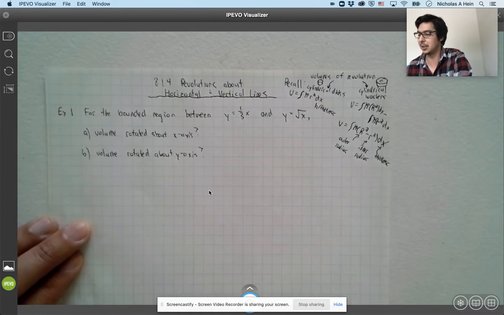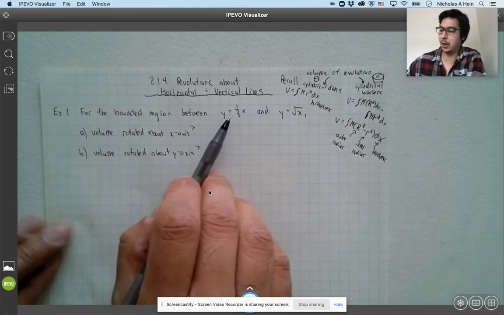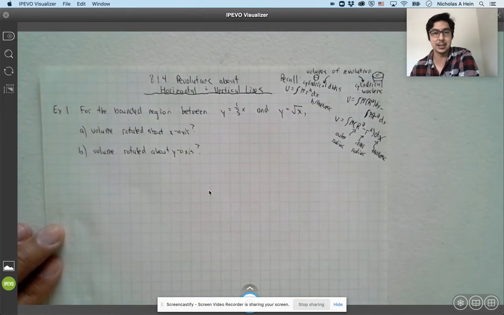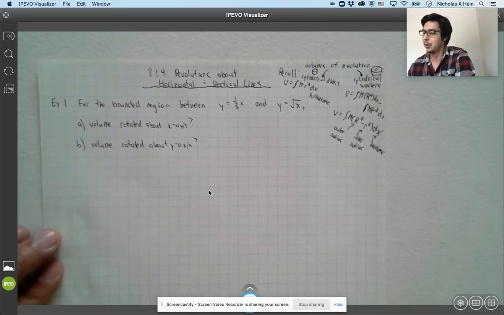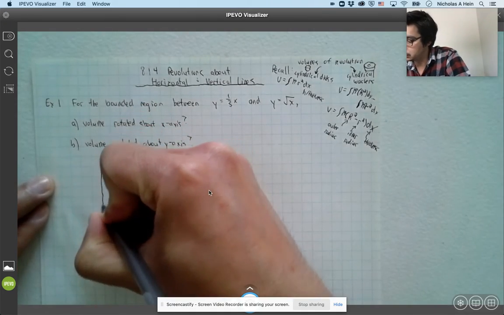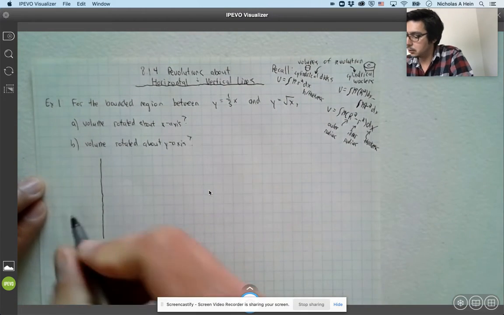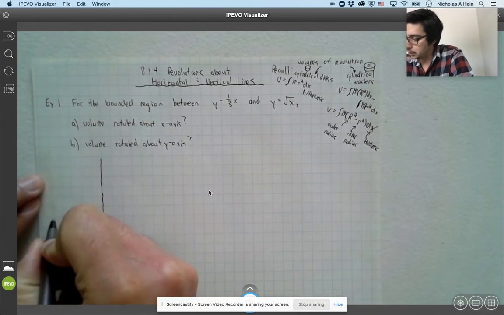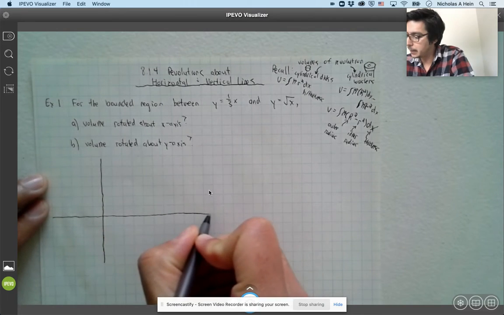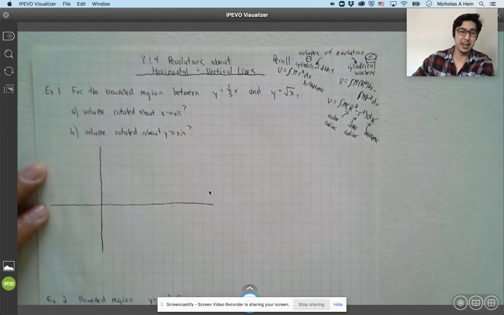Now, let's look at this example. For the boundary region between y equals 1/3 x and y equals root x, we're going to rotate it two ways, about the x-axis and about the y-axis. So let's make a pretty accurate graph of this. I'm going to make it pretty big, because I'm trying to make it accurate if possible.